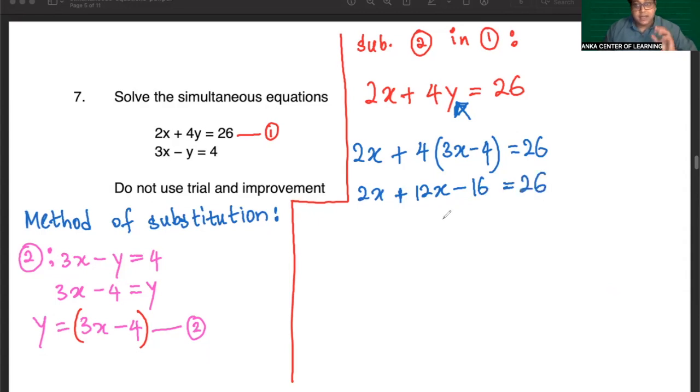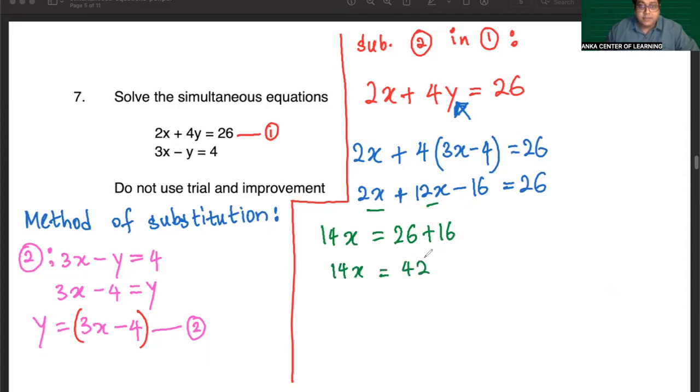Now make sure that you collect the like terms, as we are going to find the value of x. 2x plus 12x would be the like terms here, that will be 14x. Then 26 plus 16, shifting the minus 16 to the right hand side, becomes plus 16. So 14x equals 42.